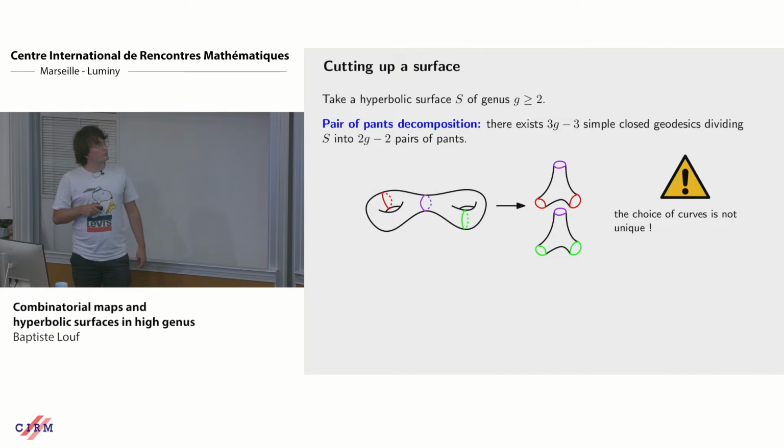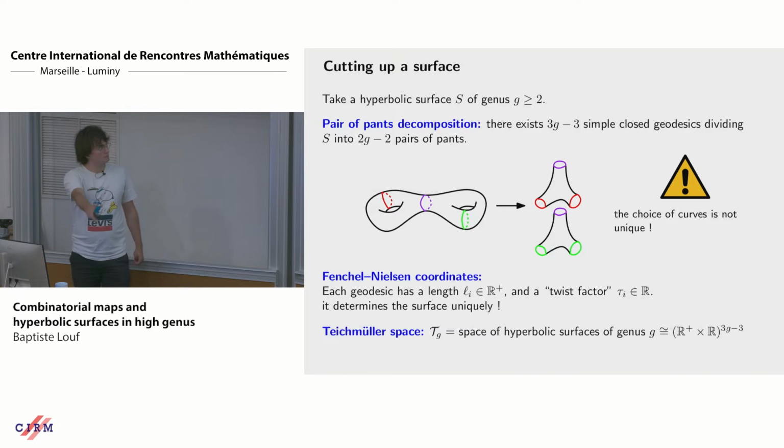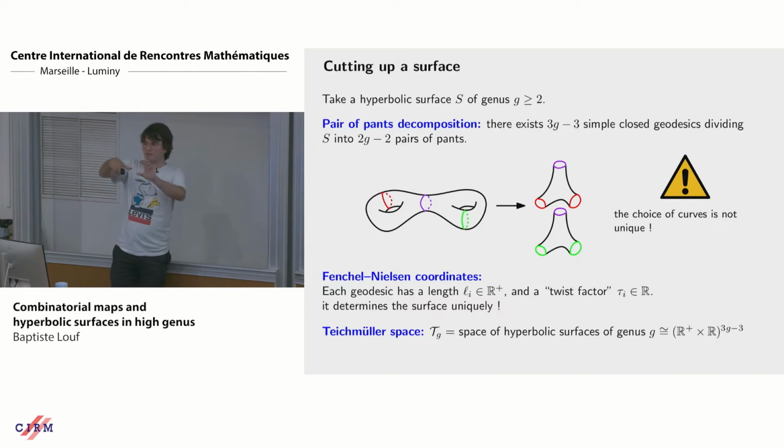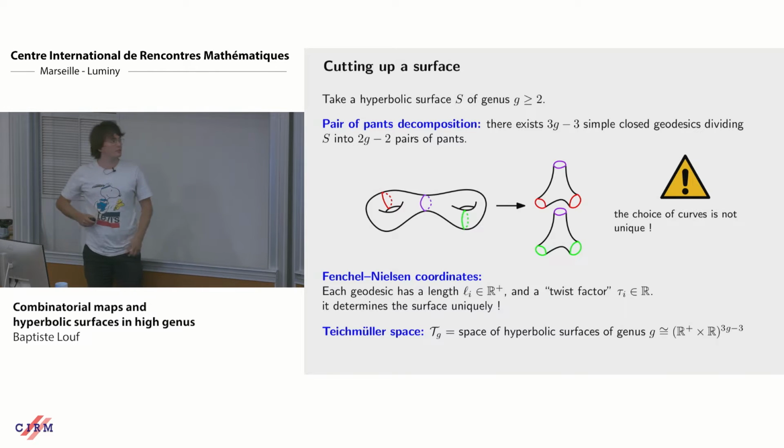You can divide your surface into a lot of pairs of pants, and if I want to recover my surface, I obviously need to specify the length of each curve, but I also need to specify how you glue them back together. So you could glue them like this or like that. So there's a real parameter that's called the twist factor, and it determines the surface uniquely.